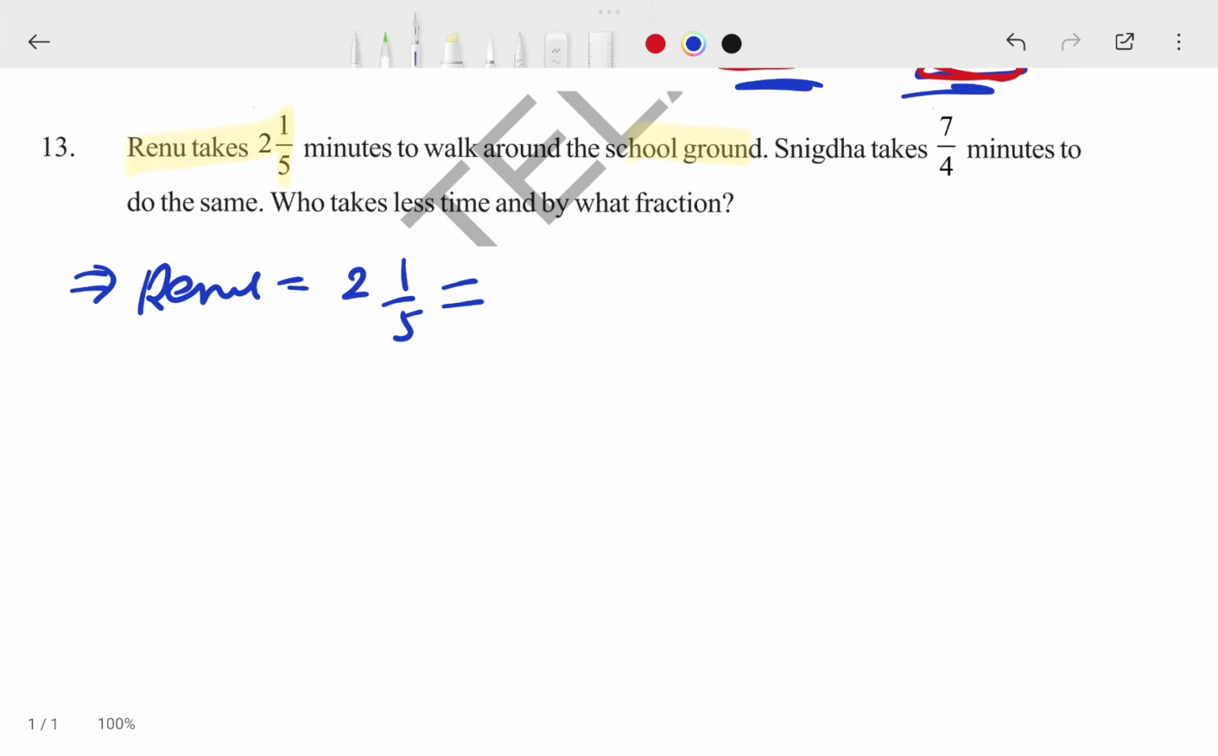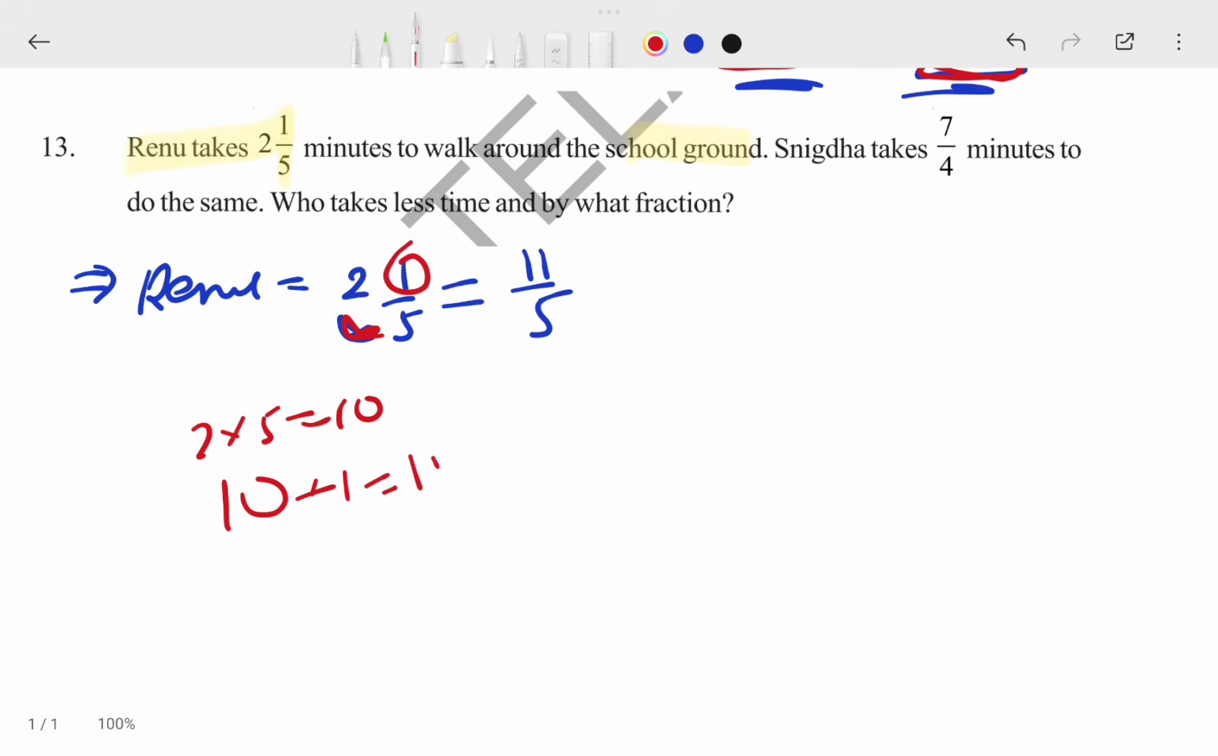into a proper fraction. So 2 fives are 10, 10 plus 1, that's going to be 11. So 11 by 5. How did I do this? I multiplied 2 into 5, that's 10, and after the 10, whatever is the upper number, I added here. So this is going to be 11. Okay? So that's why I did it here. Don't be confused. So 11 by 5. Renu takes 11 by 5 minutes to walk to the school.